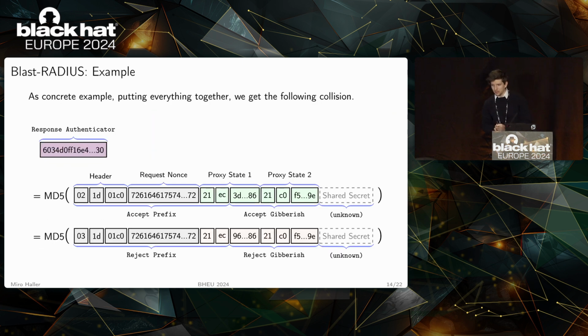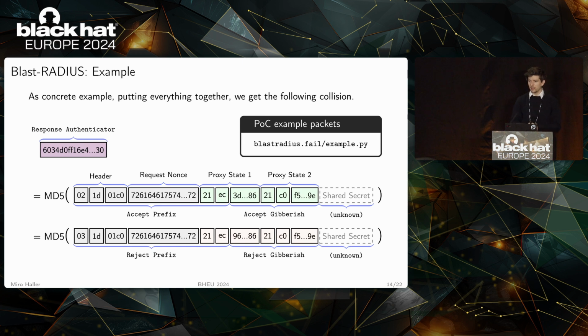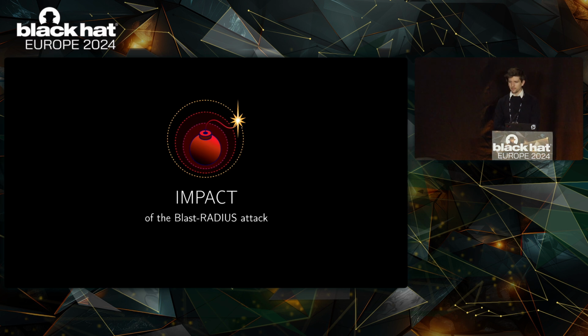Here is an example with bits and bytes of two correctly formatted Access-Accept and Access-Reject packets that have the same MD5 hash. I had to concatenate them to fit them on the slide, but this example is also available on our website, together with some code to compute the response authenticator. So if you want to play around with MD5 collisions, you are very welcome to check out this Python code. But let's move on to impact.